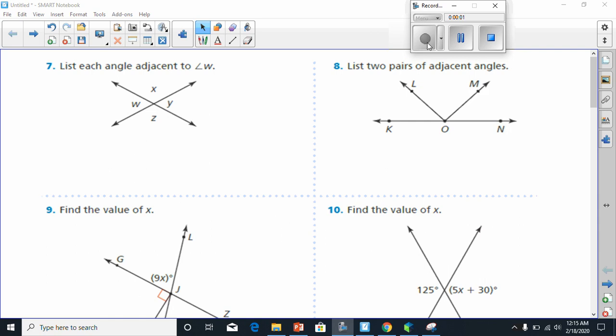Everybody, today we're going to be doing solving problems with angle relationships. I will be doing the odd, you get the even.